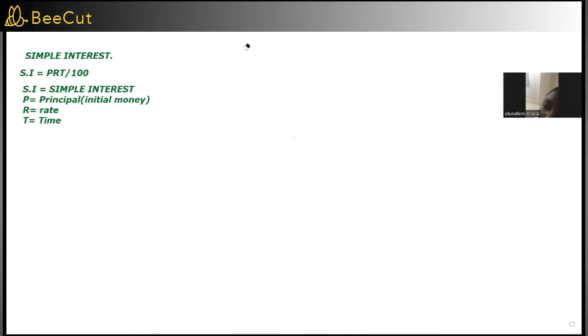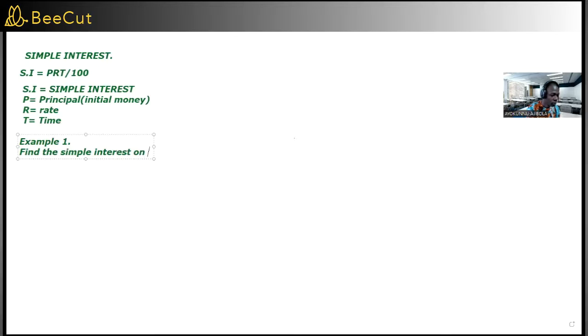Now, simple interest is principal, rate, and time. Let's look at a question. So let's say we have this question to solve. Sample 1: Find the simple interest on 2,600 naira invested at 2% per annum for 5 years.